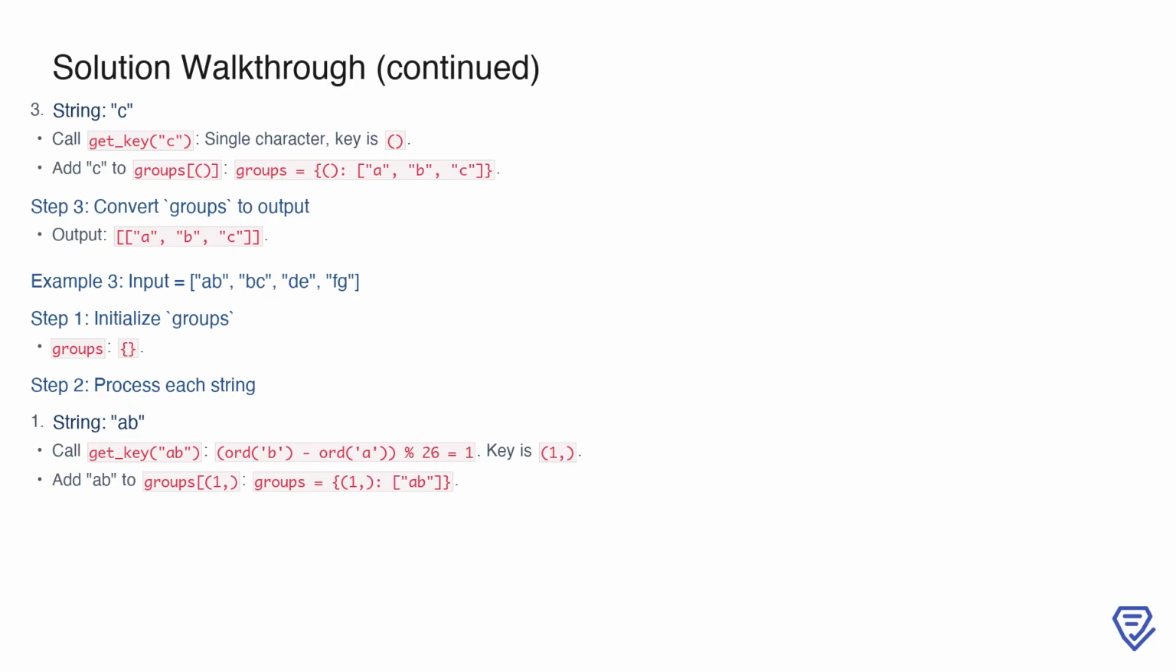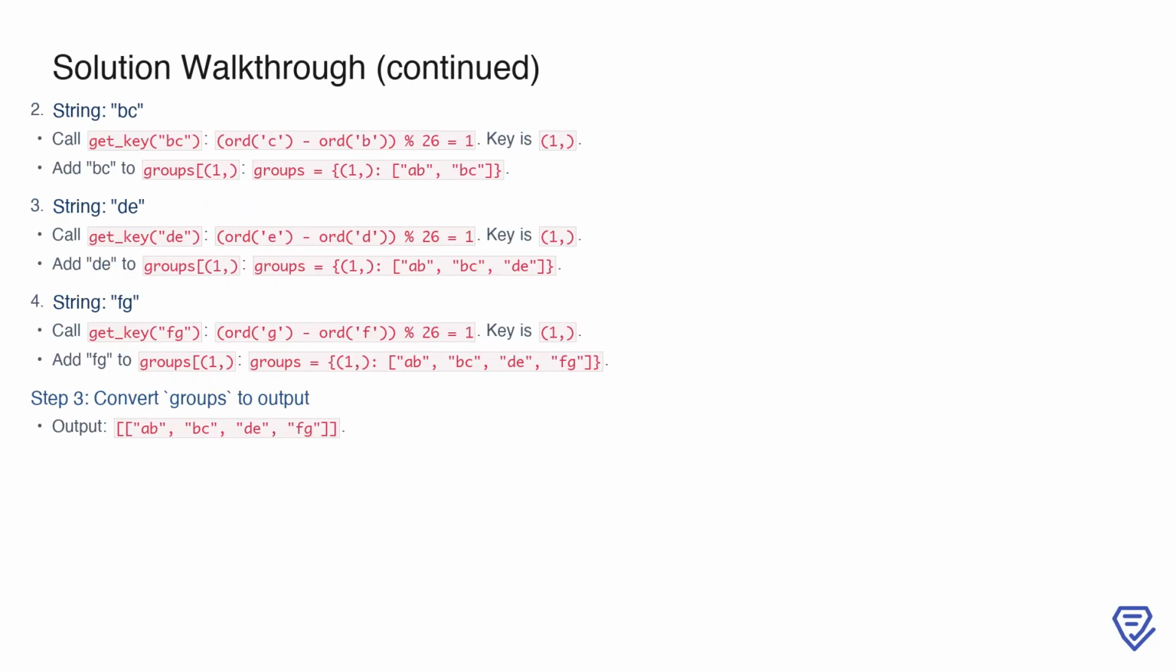Now, for another example, let's take the input A, BC, DE, FG. As usual, we start by initializing groups as an empty dictionary. Processing A, we calculate the difference between its characters as 1, resulting in the key 1. We add A to the group for this key, making groups {1: [A]}.